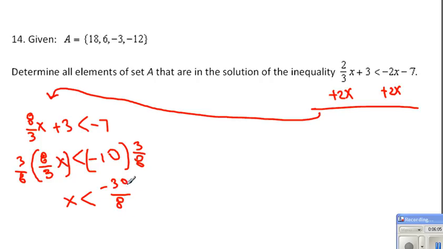Now, this is about 3 point. If we rewrite it, then x has to be less than negative 3.75. So x has to be less than that, then you will realize there's only one value that is less than negative 3.75, which would have been right here, negative 12.